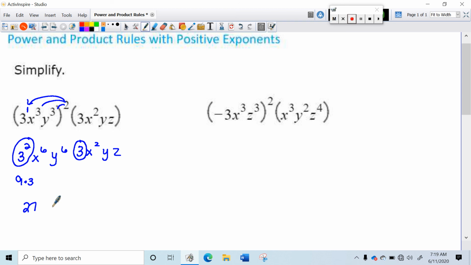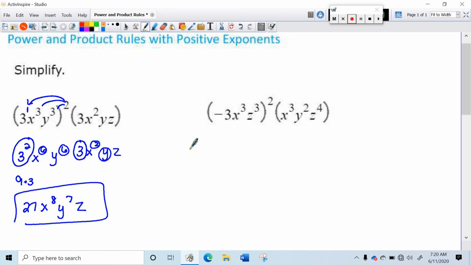Now for the variables, you just tell me how many you have. So for my x's, I have 6 here and 2 here. That's a total of 8. For my y's, I have 6 here and 1 here. That's a total of 7. And for my z's, I just have 1 z. And that's the final answer.